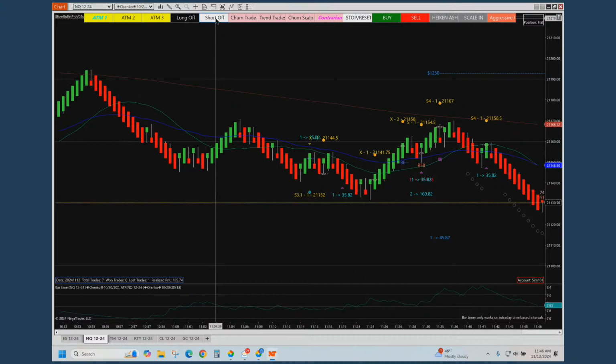Maybe it's time to take a long trade with the churn scalper. There is a pullback to the green line. I would like to profit from that.